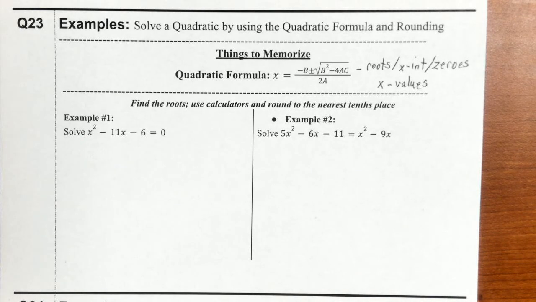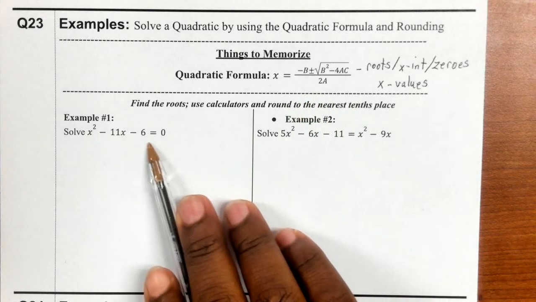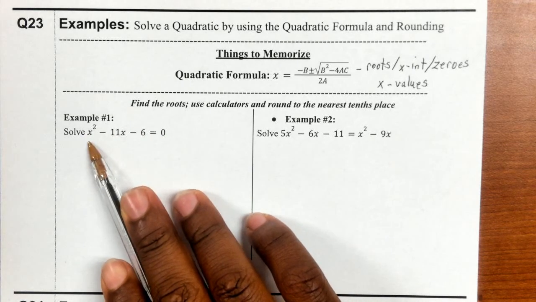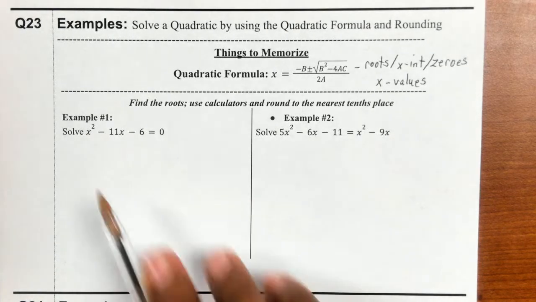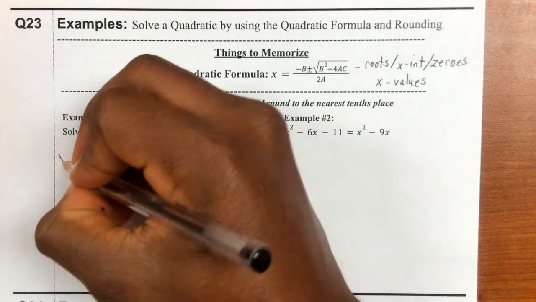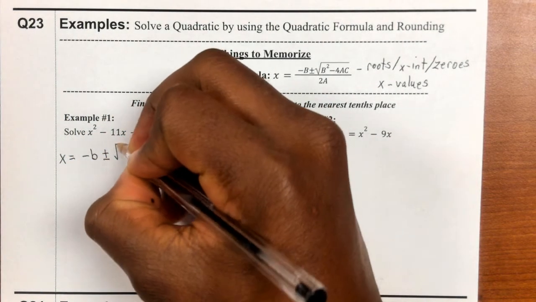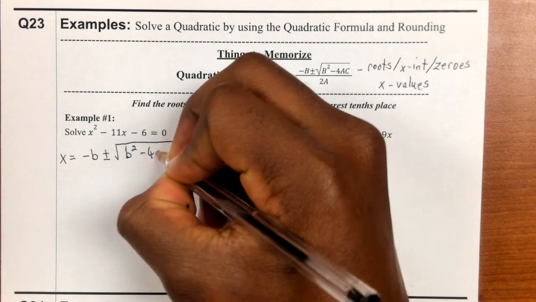First things first, whenever you use this formula, you need to make sure you have the standard form for a quadratic, so all your terms need to be on the same side. When I look at my first equation, all the terms are on the same side. Now I'm going to rewrite my quadratic formula so that I can recall it, because the more you write it, the more you will recall it.